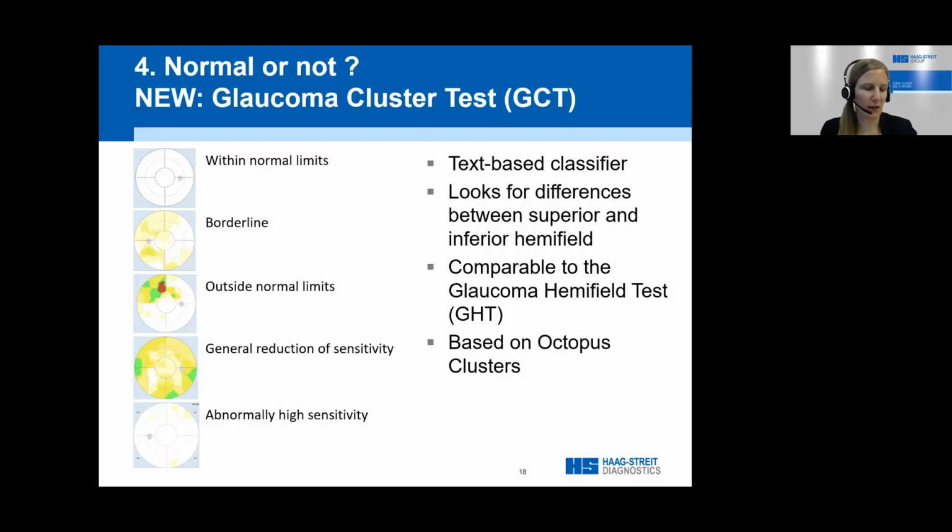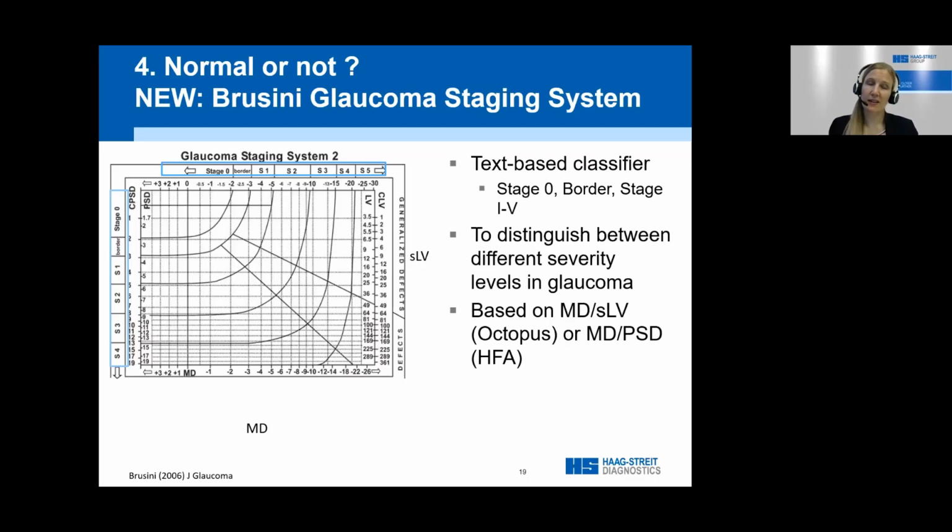It's quite sensitive and specific to distinguish between normal and abnormal visual fields related to glaucoma. And you get these five text outputs: within normal limits, borderline, outside normal limits, general reduction of sensitivity, which would be a diffuse loss, or abnormally high sensitivity, which would be related to a trigger-happy patient and typically quite high false positives. But in addition to that, we've introduced further staging systems.